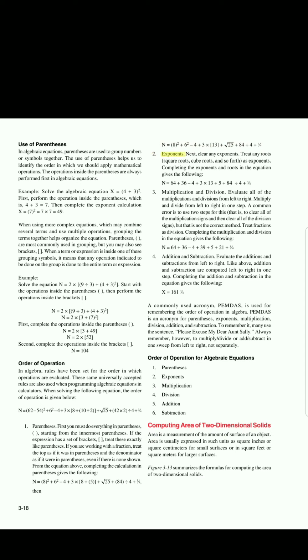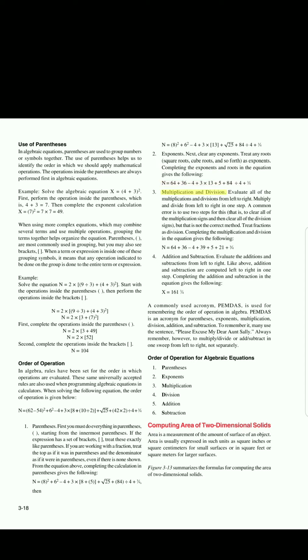2. Exponents. Next, clear any exponents. Treat any roots, square roots, cube roots, and so forth as exponents. Completing the exponents and roots in the equation gives the following.